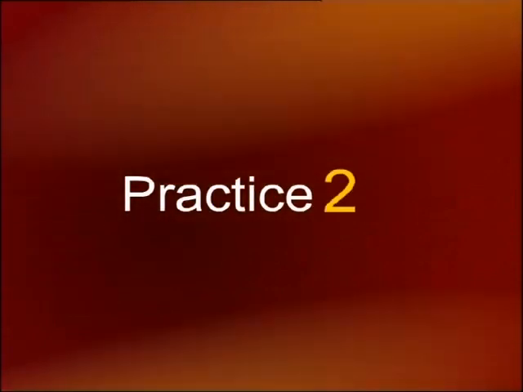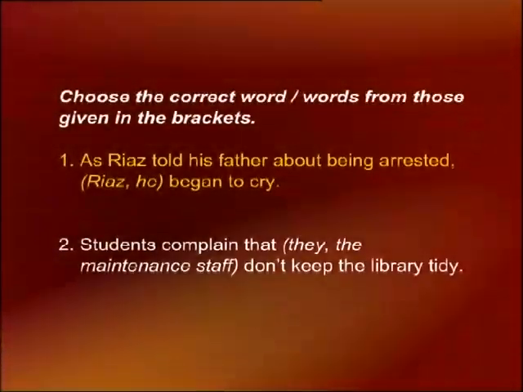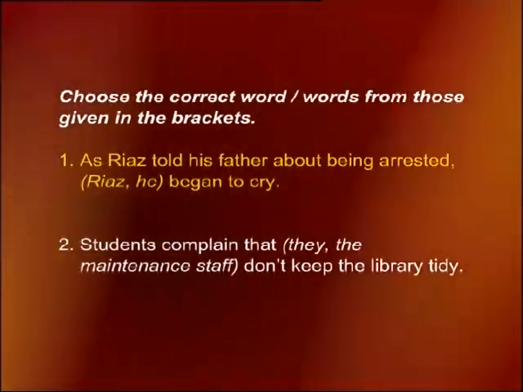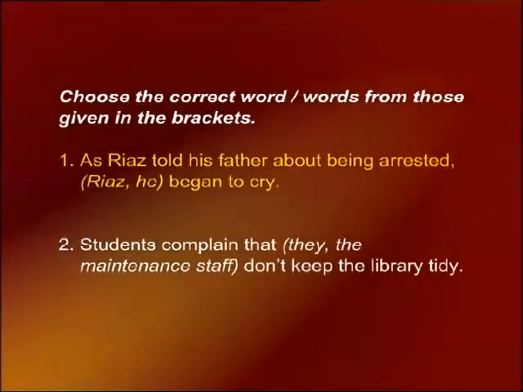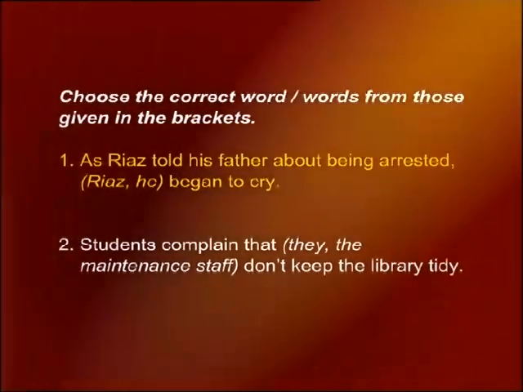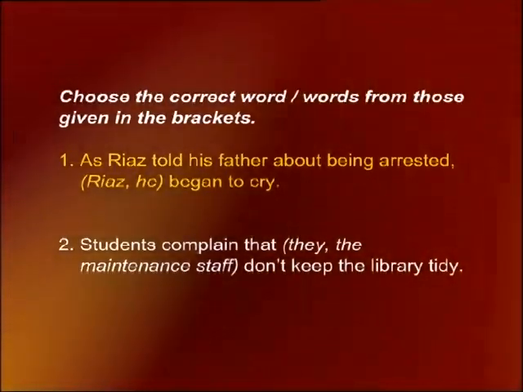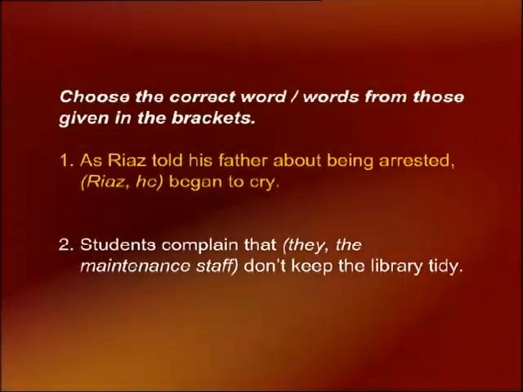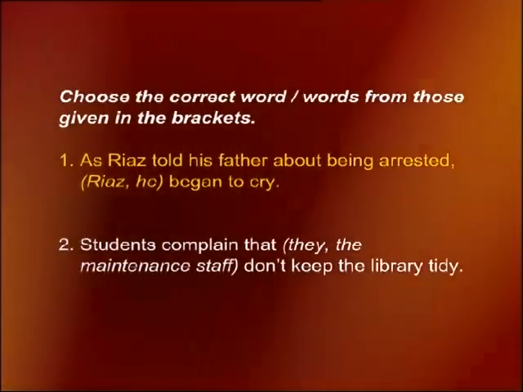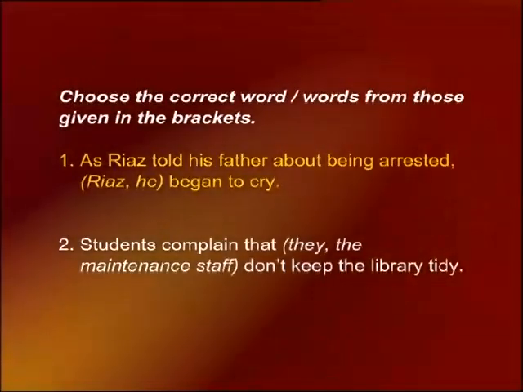And here words are given to you, and they are in brackets, and you have to choose the correct word from those that are given in the brackets. Take the first sentence. As Riaz told his father about being arrested, began to cry. Now, who began to cry? Is it Riaz or is it he? The correct choice would be Riaz began to cry, because if you say he began to cry, he would again make the sentence ambiguous.